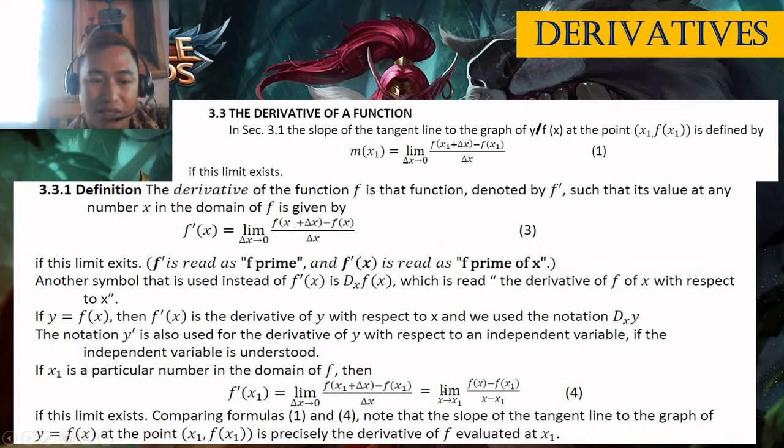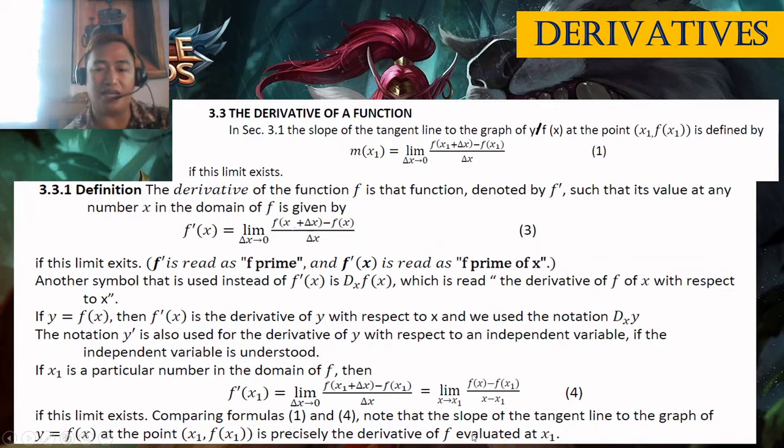So, next, if x sub 1 is a particular number in the domain of f, then f prime of x sub 1 can also be written as the limit of f of x minus f of x sub 1 over x minus x sub 1 as x approaches x sub 1, if this limit exists.